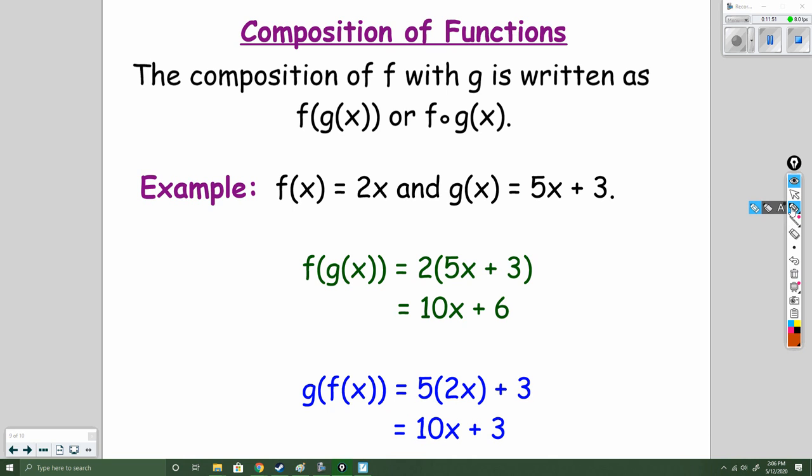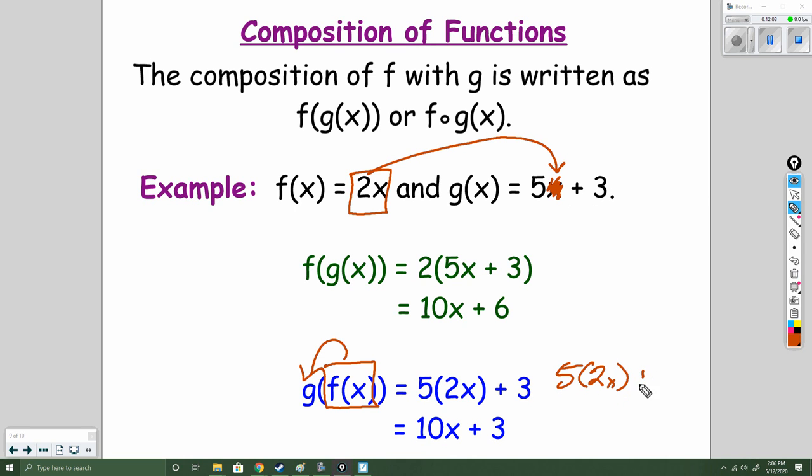We're taking f of x, whatever that is, and we're plugging it into function g. So f of x is 2x. And now we're plugging that in where we see the input value in function g. So that's 5 times the quantity 2x plus 3. And if we simplify, we get 10x plus 3. All right, let's practice this.